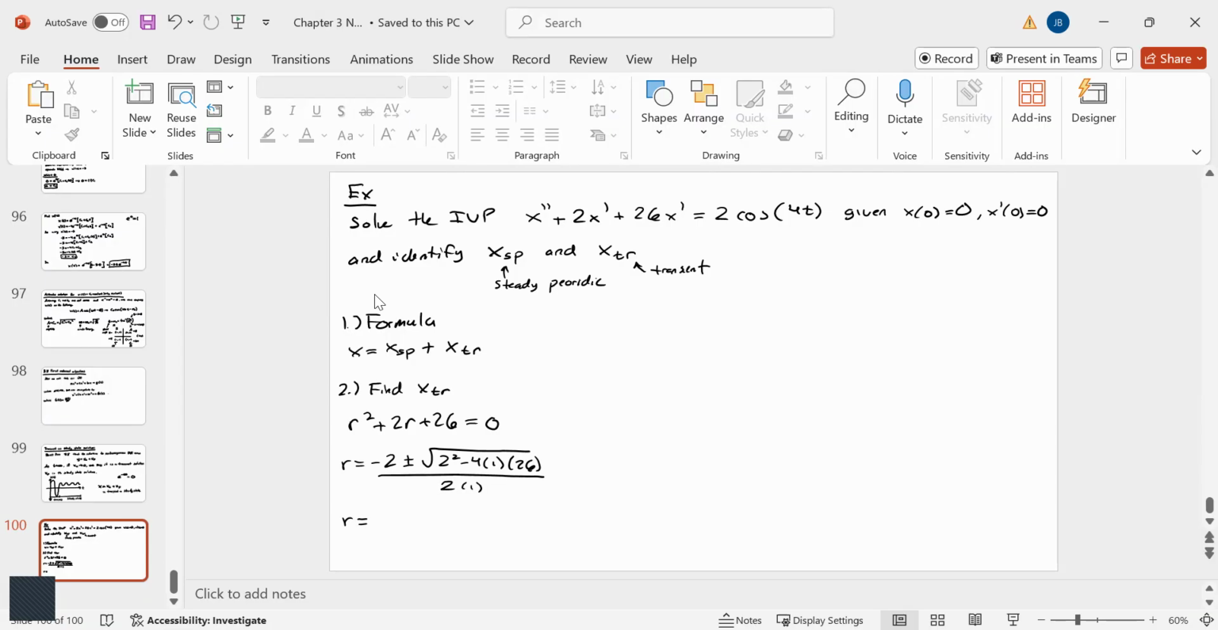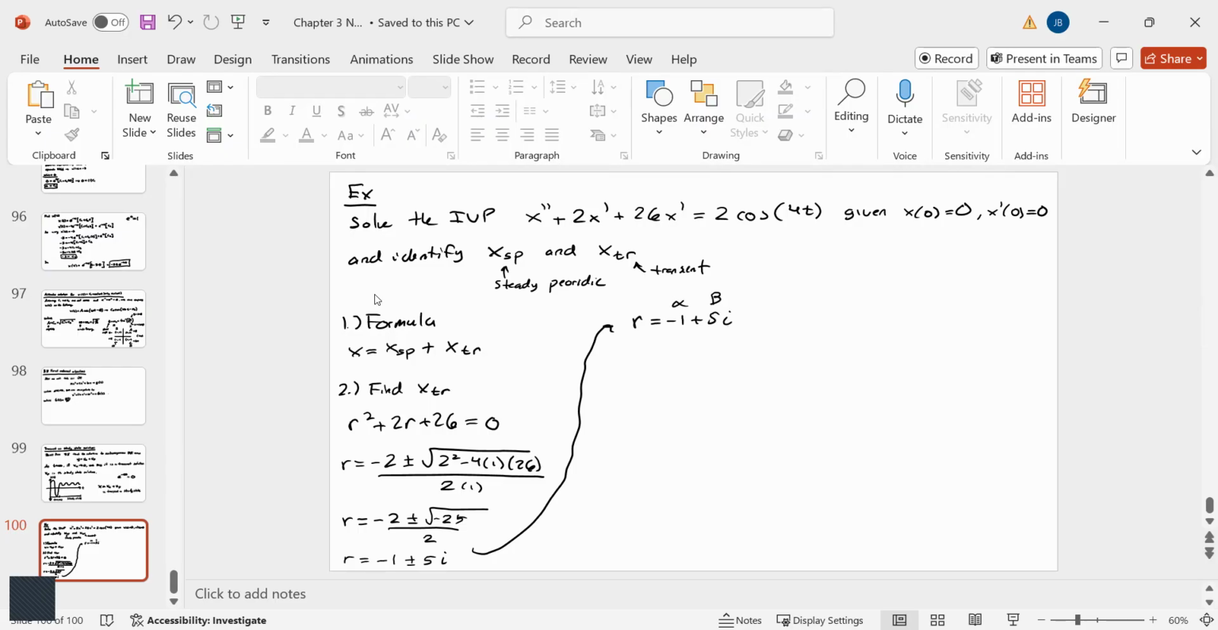r will be equal to, and if you do the algebra, you're going to get -2 plus or minus the square root of -25, over 2. Sorry, square root of -25. And so then r is equal to -1 plus or minus 5i. So we now know what alpha and beta are. So going over here, r is equal to -1 plus or minus 5i.